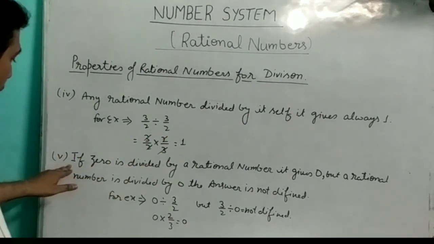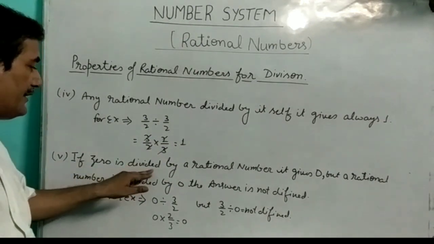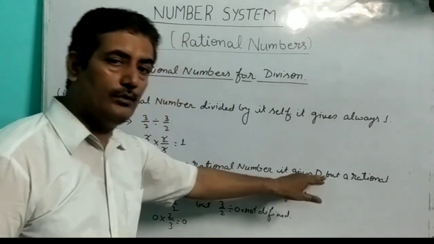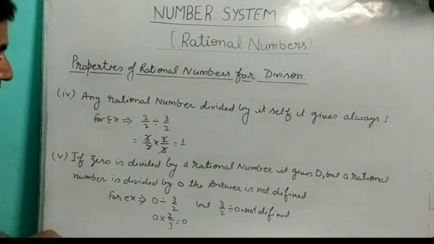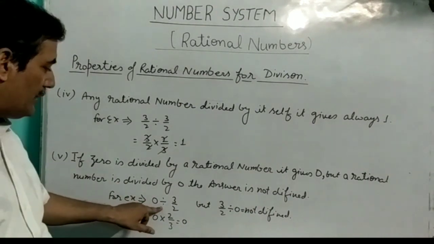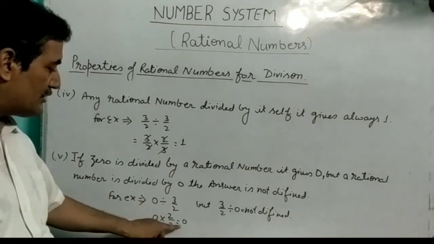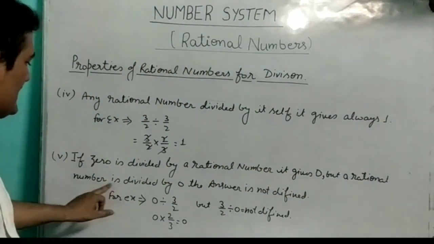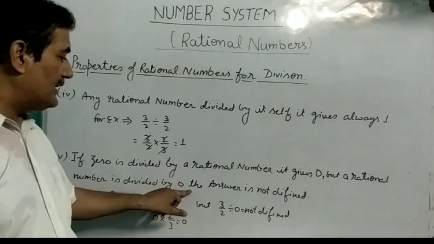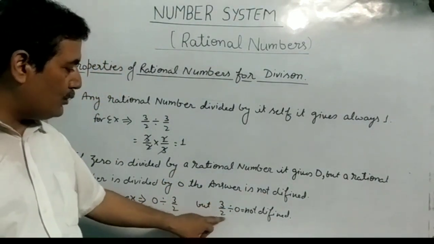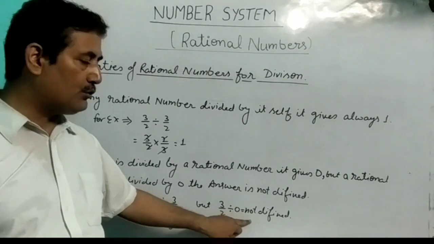And the last property, if 0 is divided by a rational number, it gives 0. For example, 0 divided by 3 by 2 is equal to 0. But if a rational number is divided by 0, the answer is not defined. For example, 3 by 2 divided by 0 is equal to not defined.